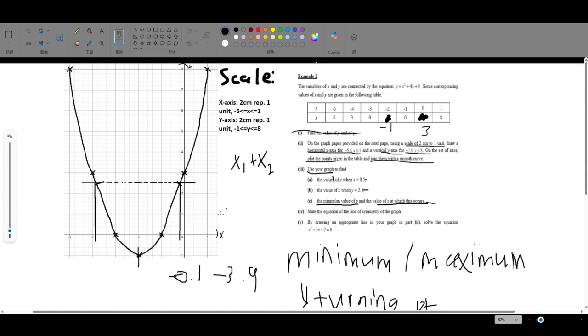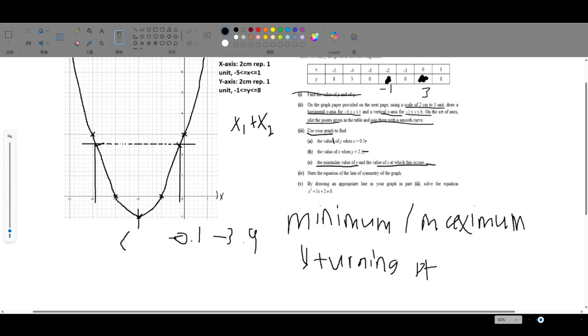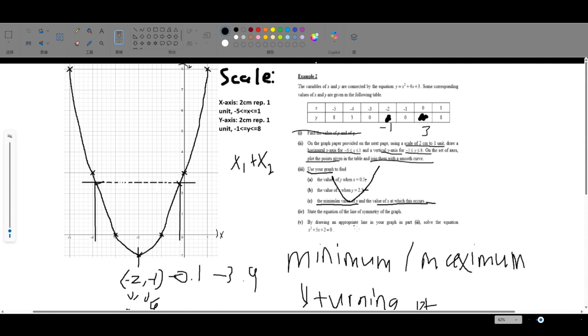Okay, for every single question like this, always state from the graph, the minimum value of y and the value of x at which this occurs, which is basically the value of this turning point, which is at -2 and -1. So this is the x, this is the y. Just say from the graph, the minimum value of y is -1 and the value of x at which this occurs is -2. So you get these three correct.